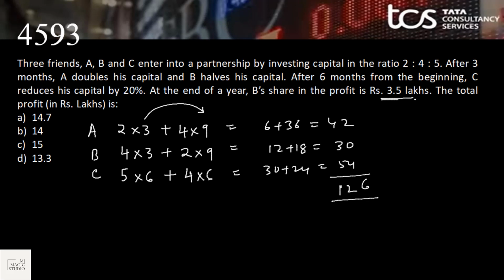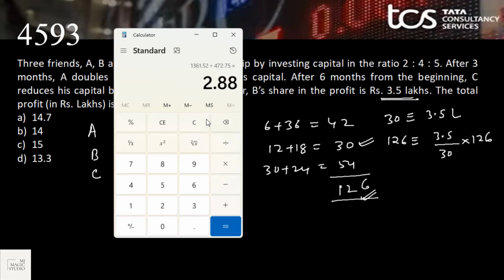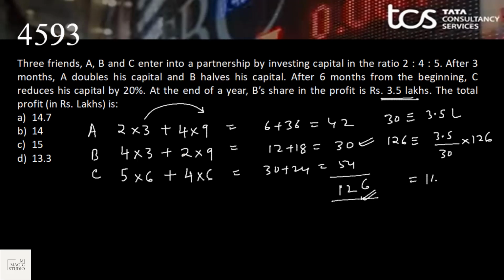B share in the profit at the end of the year is 3.5 lakhs. B share is 30. That means 30 is equivalent to 3.5 lakhs. The total profit is 126. 126 is equivalent to 3.5 by 30 into 126. So 3.5 into 126 divided by 30 will give 14.7. So total profit is 14.7 lakhs. Option A is the pick.